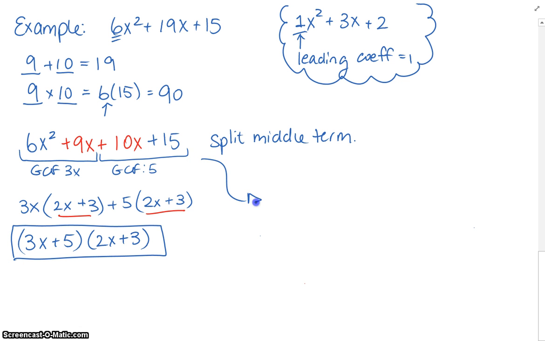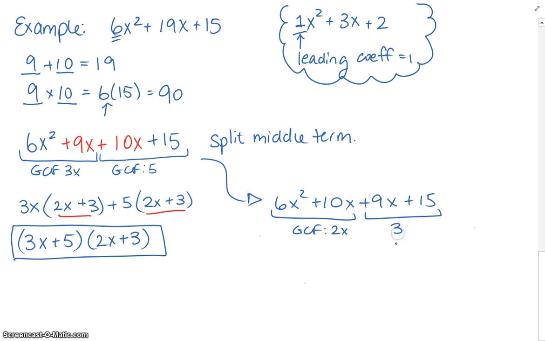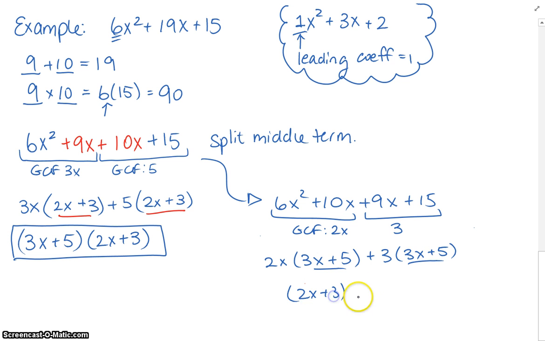Again, if you had written your split term in the other way, you would end up with the exact same thing. These two, your greatest common factor now is 2x, and these ones here, our greatest common factor is 3. So we'd have 2x, 3x plus 5, plus 3, 3x plus 5. Same thing in the brackets, 2x plus 3, 3x plus 5. The order's changed, but they're still factors.